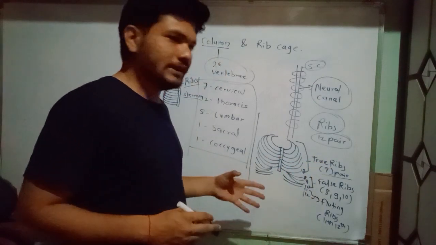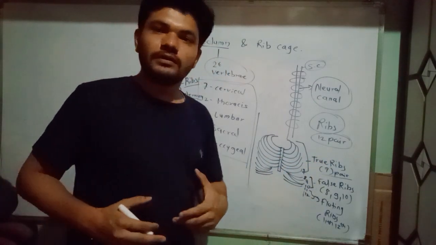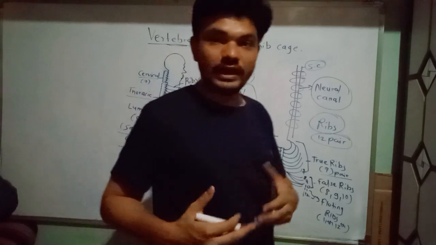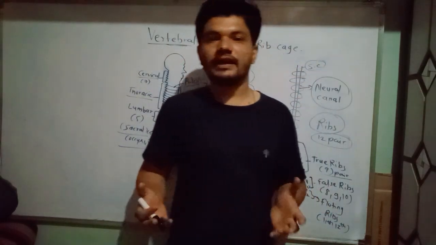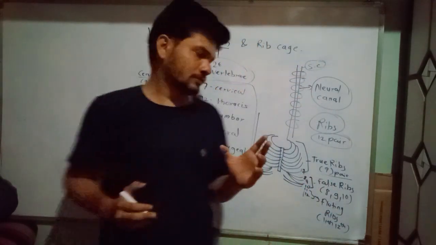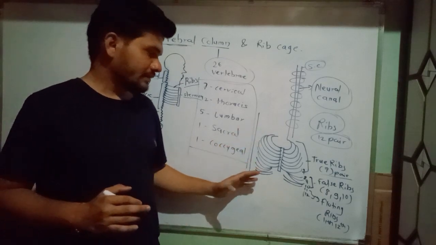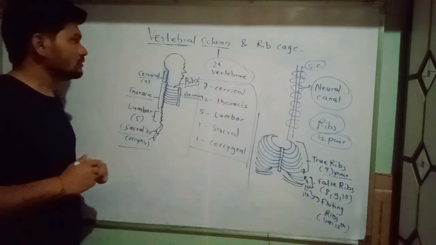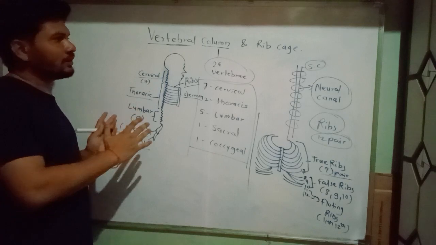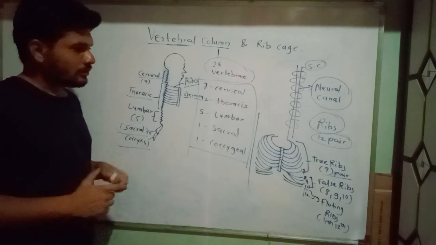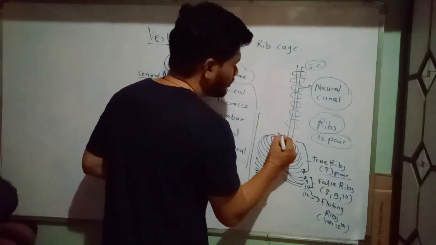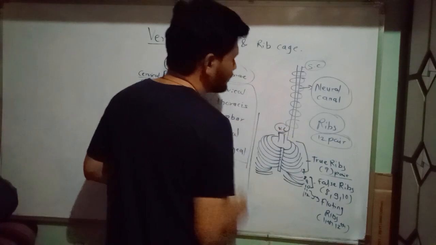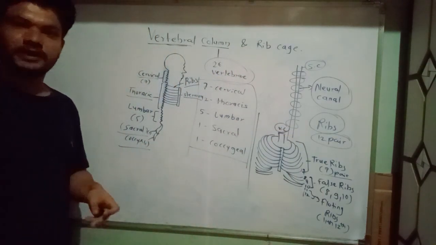We all know that the rib cage has a function: it helps your breathing process. How it helps we will study in the breathing chapter, but this is about the skeleton. So here we are completing the vertebral column and rib cage. Behind it we know the vertebral column is there. Okay, so this was about it, guys.